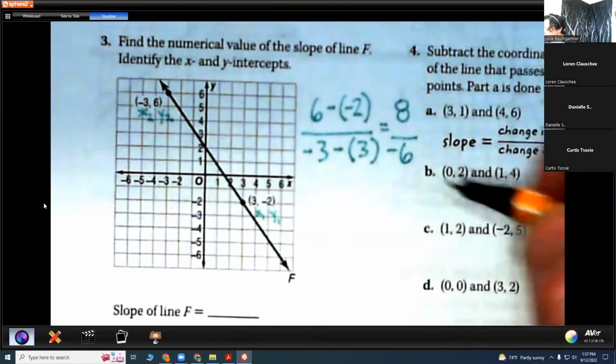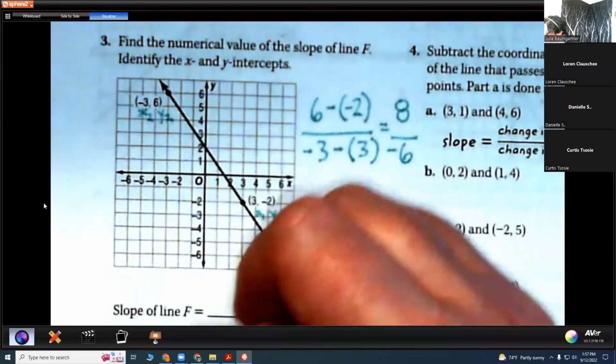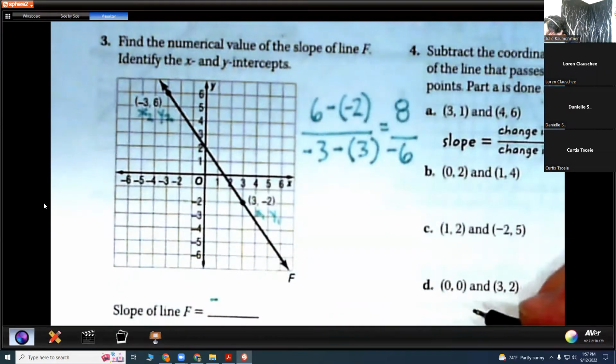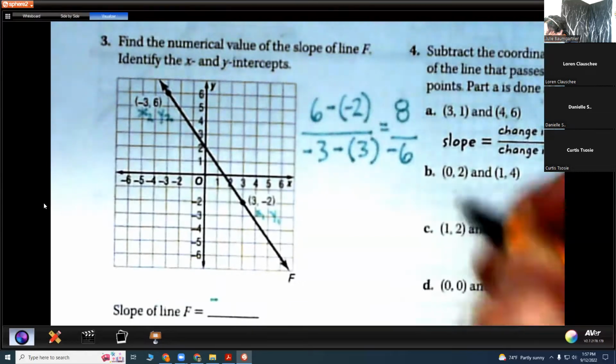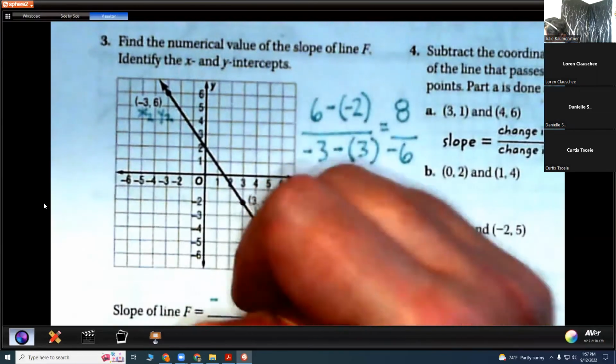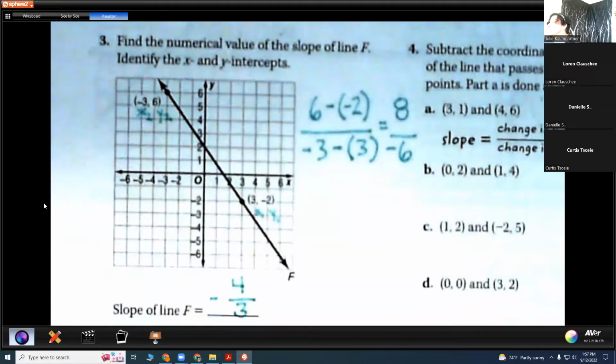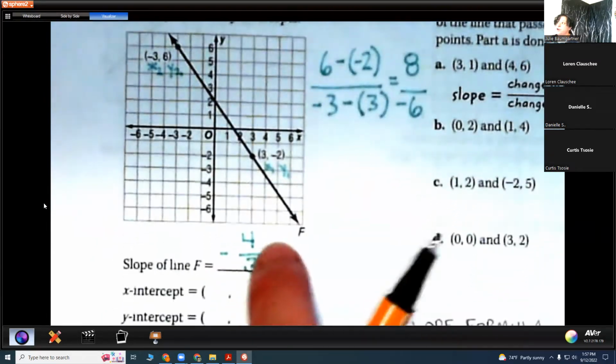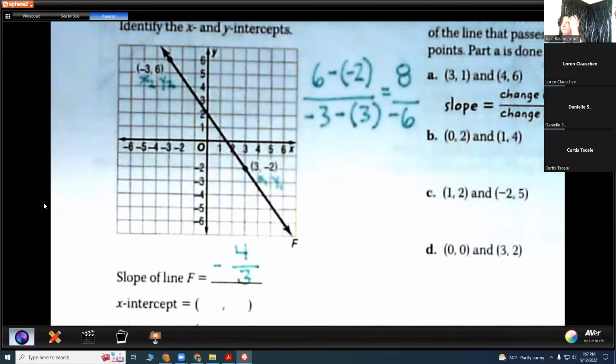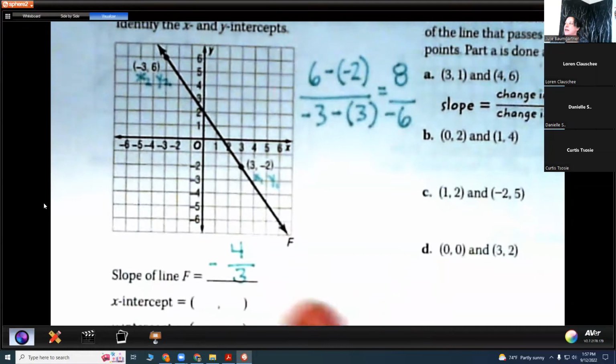Can 8/6 be reduced? What does it reduce to? 4/3. Okay, and so you can think of it as negative 4/3 slope, or you could have positive 4 over negative 3. Both are correct, but good.